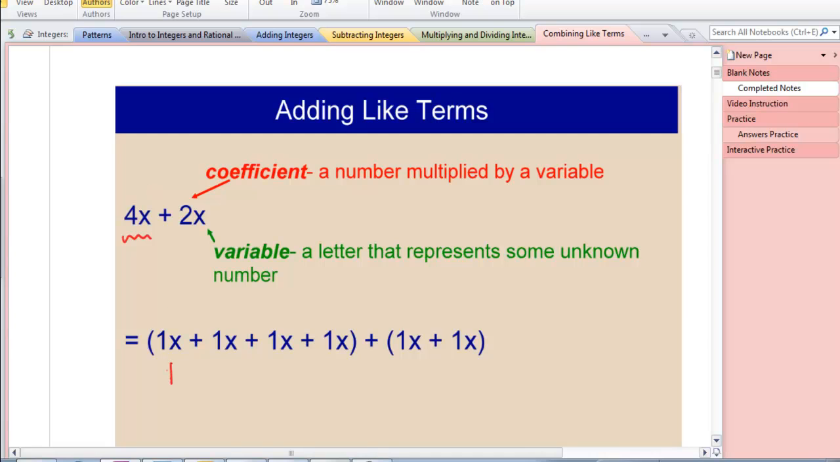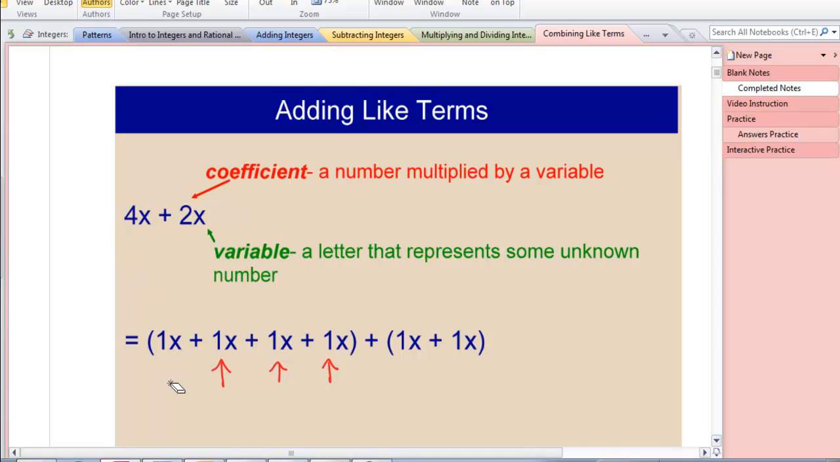In other words, I have one of that number, another of that number, another of that number, and another of that number all added together. And of course, a shortcut to addition is multiplication. So instead of saying we have that number plus that number plus that number plus that number 4 times, we just say 4 times that number. And we represent this idea with 4x instead of 1x plus 1x plus 1x plus 1x.